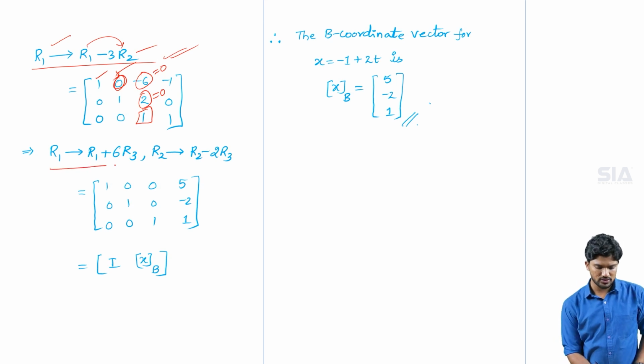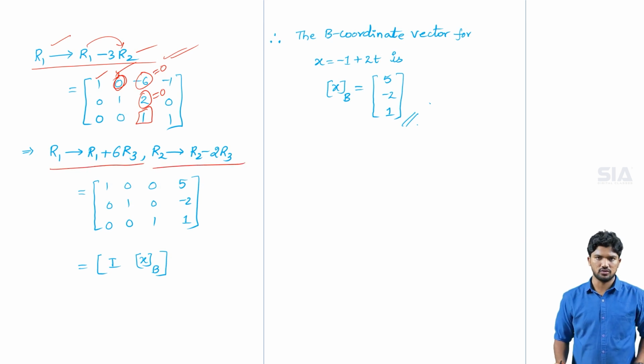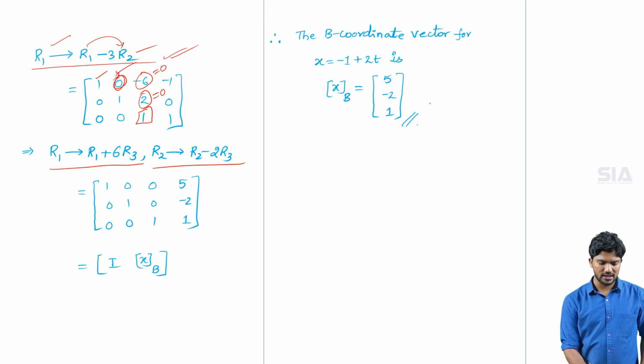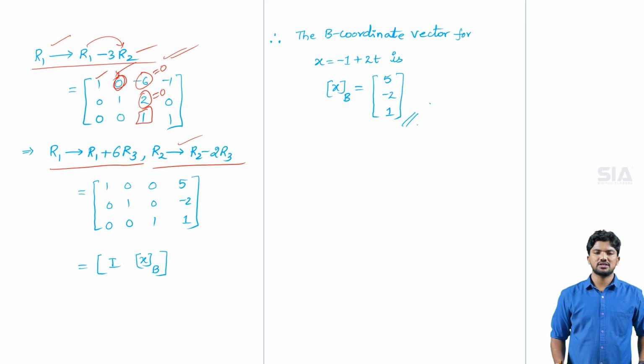To do that process, those two elements are existing in row 1 and row 2. That's why I am applying these operations: R1 implies R1 plus 6R2, R2 implies R2 minus 2R3.